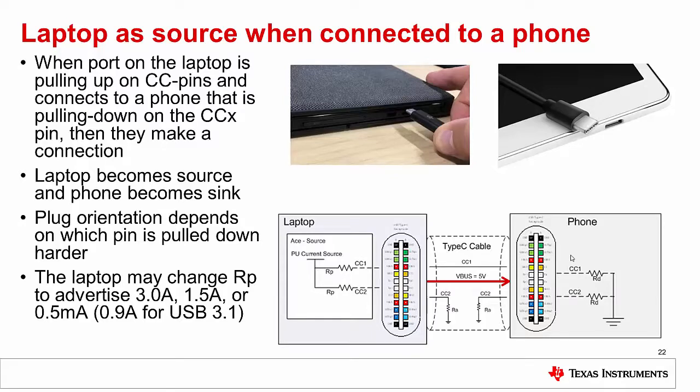At that point, the laptop might change its RP pull-up to a different strength, so it could advertise 3 amps or 1.5 amps or something lower. And if they both support USB power delivery, they could start sending messages on the CC wire to communicate to one another to do various things. But it all starts with this initial connection from a DRP laptop to a sink-only phone.